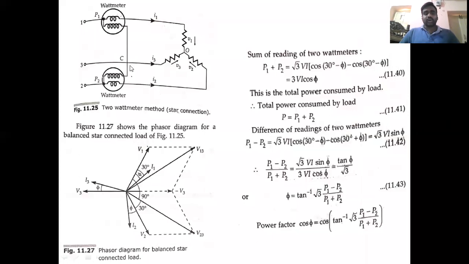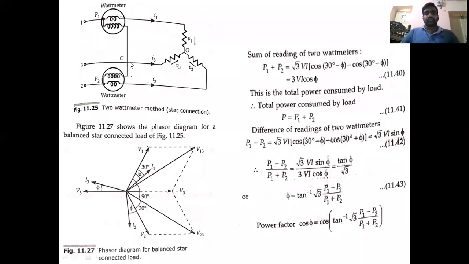We connected the common point on one of the conductors. This is a conductor named 1, this is a conductor named 3, and this is a conductor named 2. I1 is the current flowing through conductor 1, I3 is the current flowing through conductor 3, and I2 is the current flowing through conductor 2.